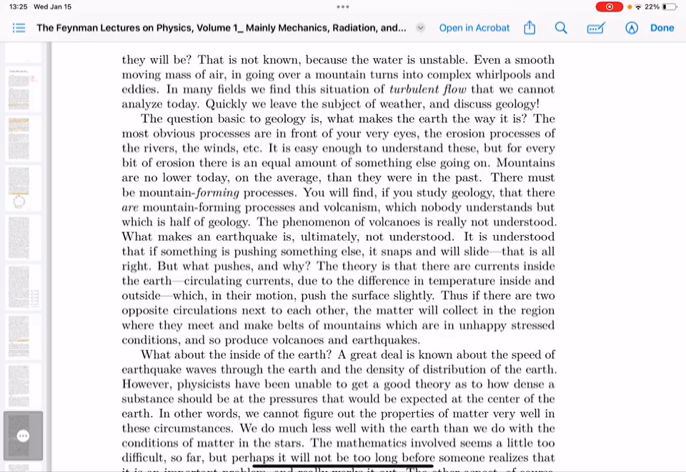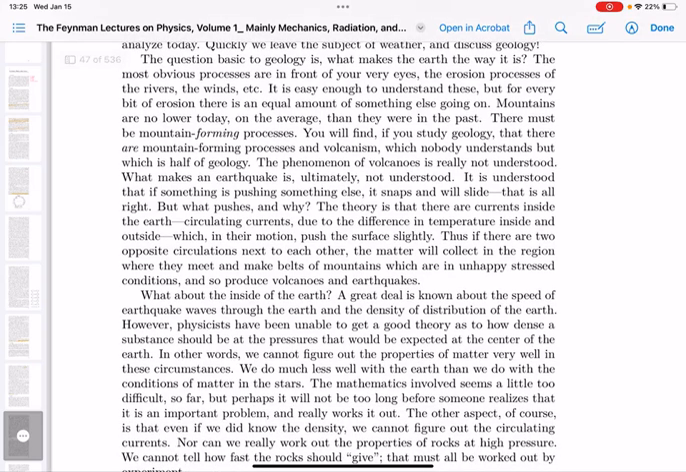Quickly, we leave the subject of weather and discuss geology. The question basic to geology is what makes Earth the way it is. The most obvious processes are in front of your very eyes: the erosion processes of the rivers, the winds, etc. It is easy enough to understand these, but for every bit of erosion, there is an equal amount of something else going on. Mountains are no lower today on the average than they were in the past.